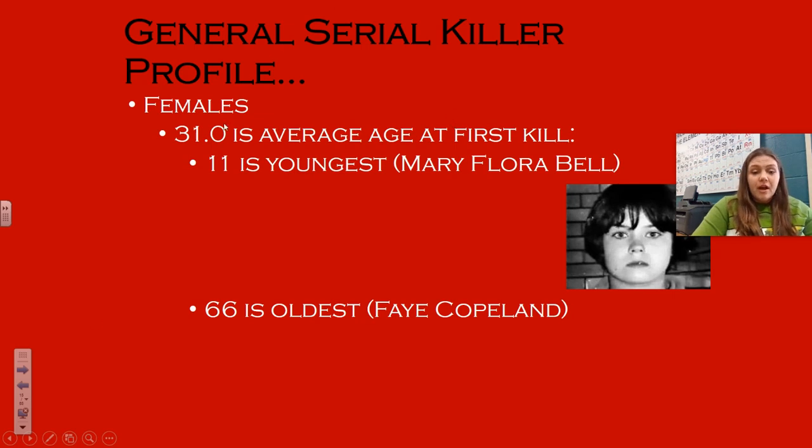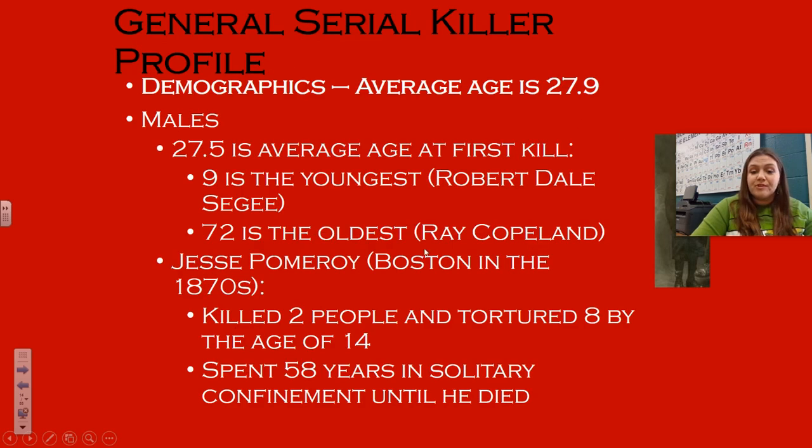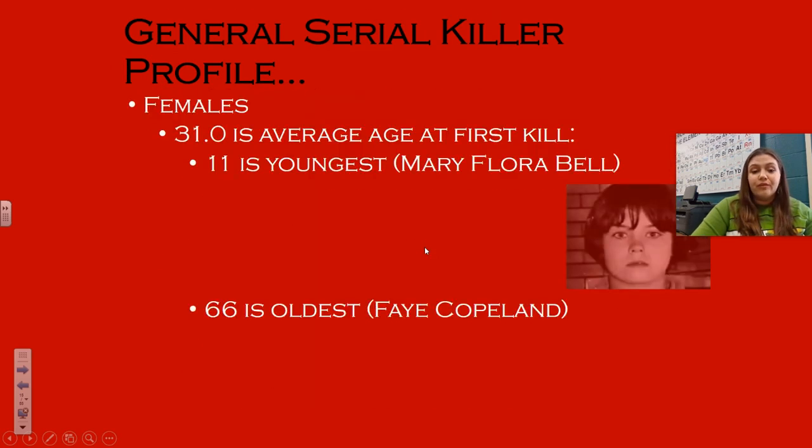Now for female killers, again, there are way fewer of them, but they do exist. 31 is the average age of their first kill. So usually a little older, taking them a little longer to get there. But 11 is the youngest female serial killer, and 66 was the oldest, Faye Copeland. If you notice, their names are the same. Ray Copeland and Faye Copeland were an older couple that just decided to become serial killers in their old age.